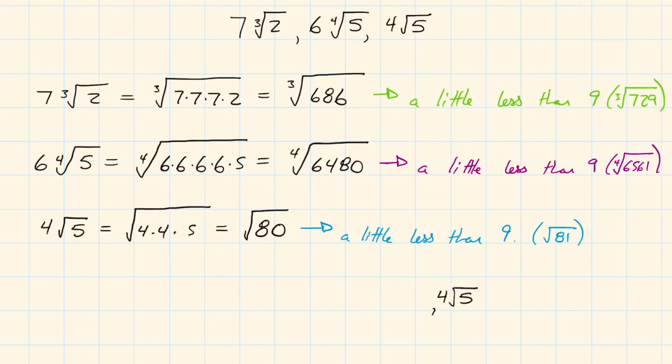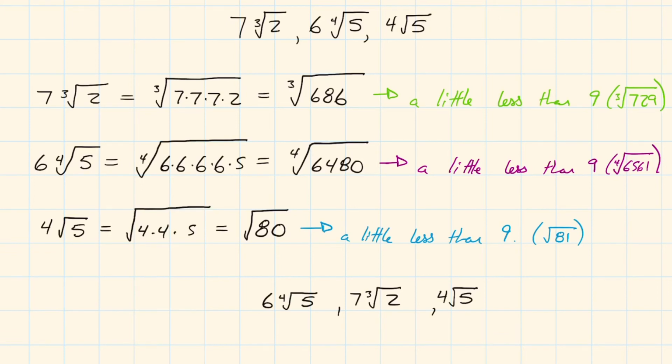So that, to me, kind of says that I would think that 4 root 5 is the biggest, and 6,561's like really the farthest away from 6,480. So then I'm going to rank the 7 cube root of 2 as in the middle, and 6 fourth root of 5 as being the smallest.